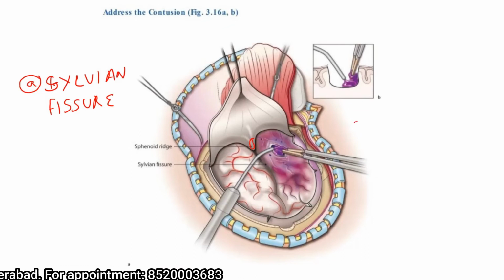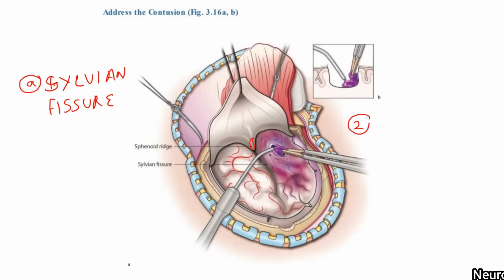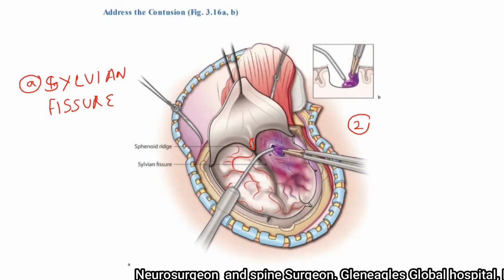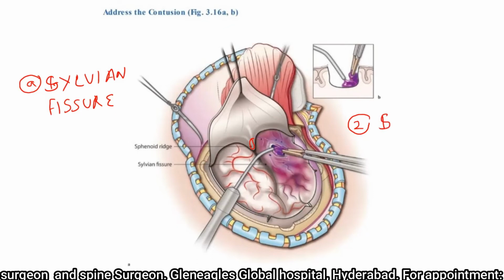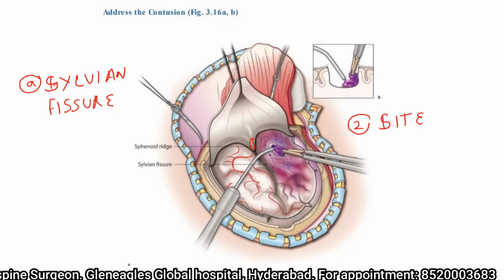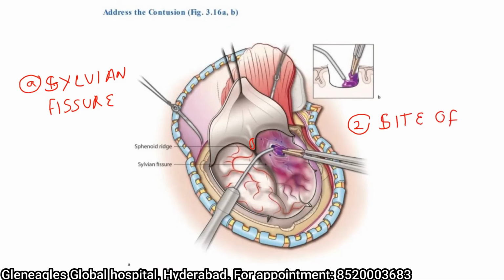Second step, inspect the cortical surface. Identify the ideal area of entry. An area of obvious contusion or cortical disruption is the ideal site of entry. So the second step was to identify the site of entry.